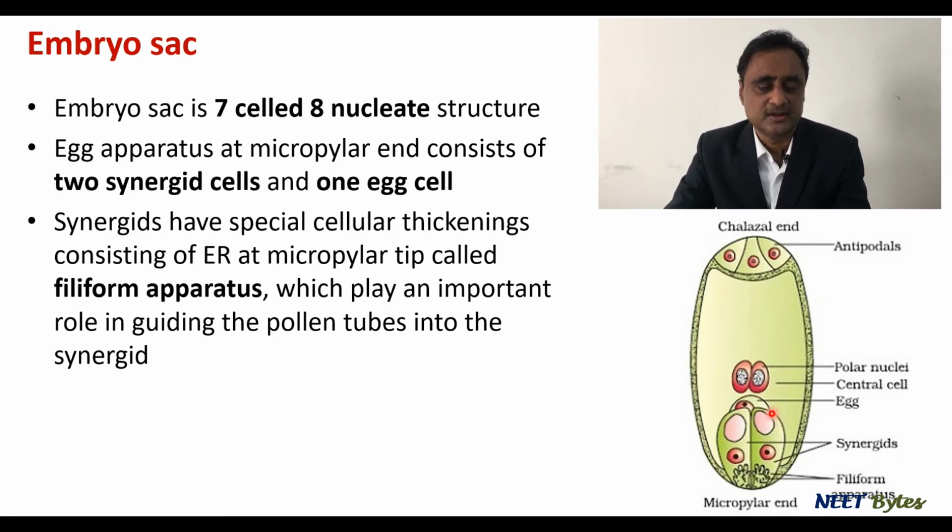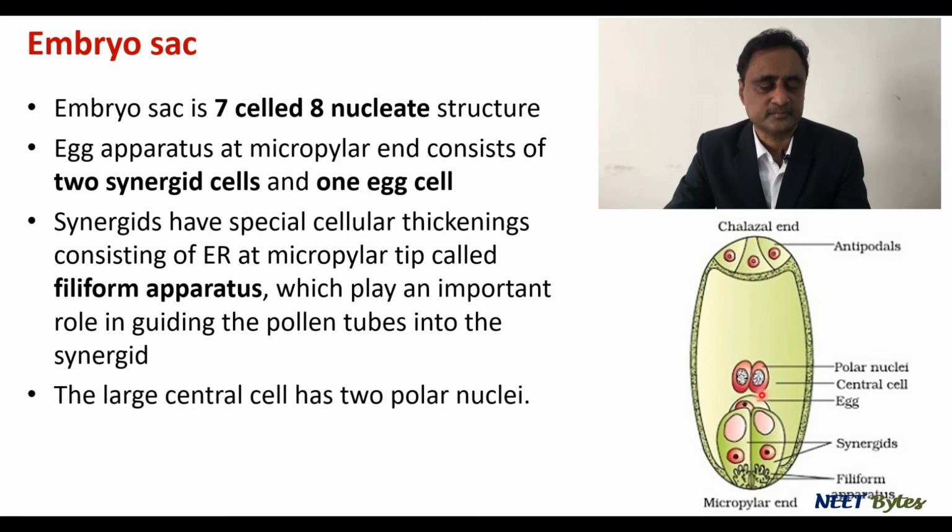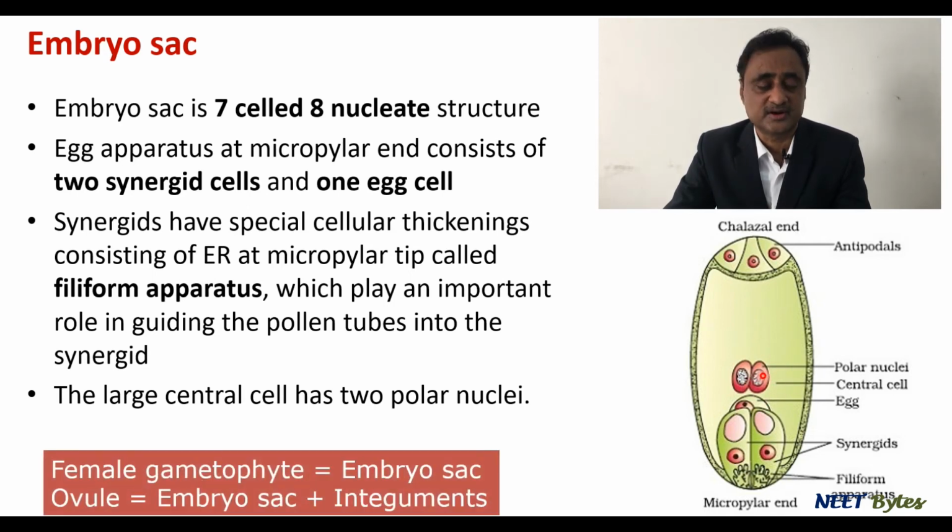Okay. So there is a large central cell that has 2 polar nuclei, as you can see in the diagram also. So what is the female gametophyte? The embryo sac is the female gametophyte. And what is an ovule? Ovule is nothing but the embryo sac plus integuments, and it is also known as megasporangium, right?